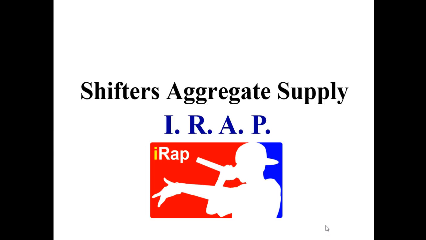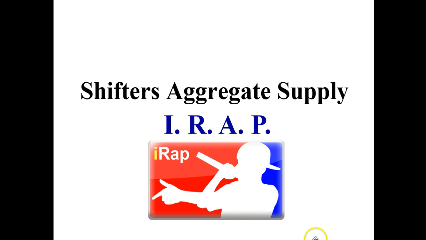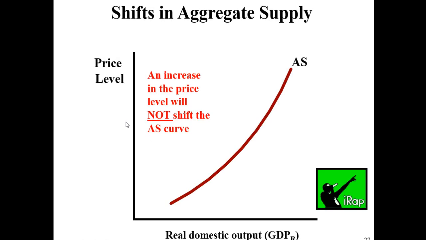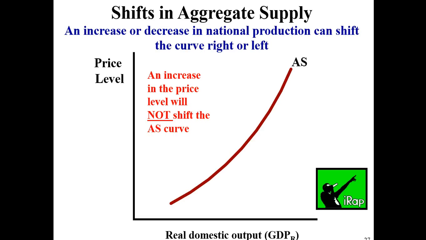To understand the shifters of the aggregate supply curve, I use a little acronym, IRAP. Here we go. There are 4 shifters. Just to be clear, an increase in the price level will not shift the curve. It will only move along the curve. But here are the shifters. An increase or decrease in national production is going to shift the curve either right or left. So when we talk about shifting, we're talking about a change in GDP, which is national production.